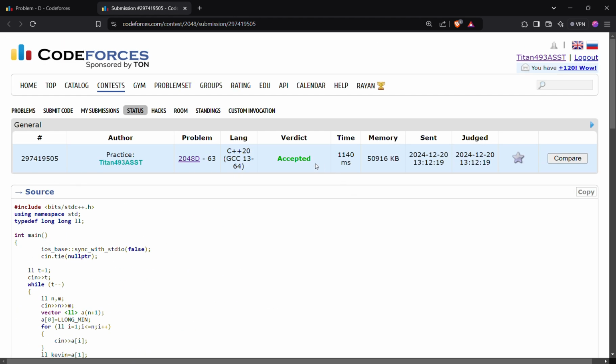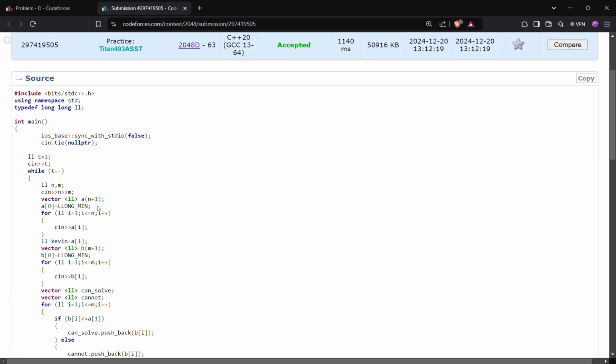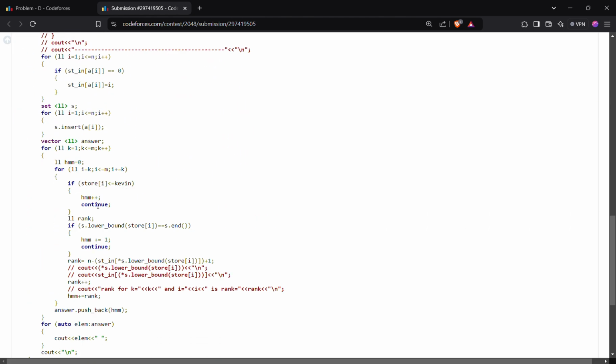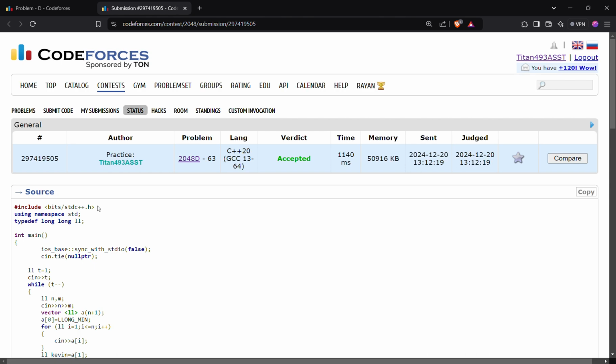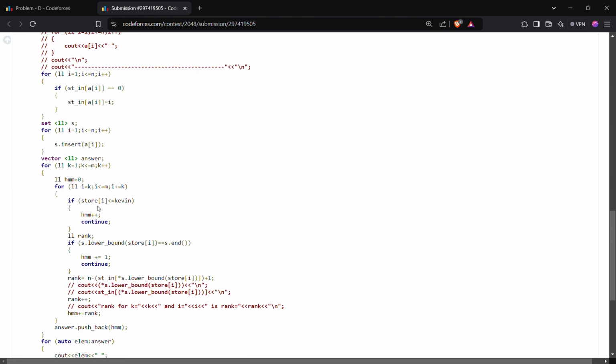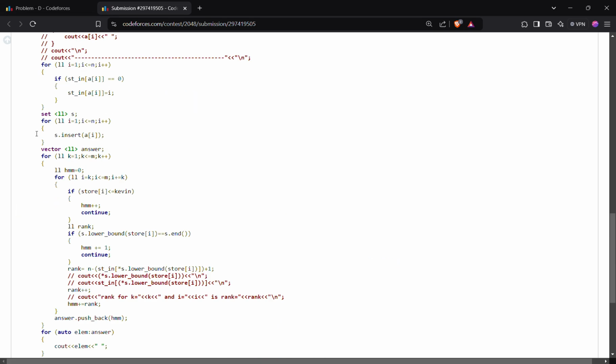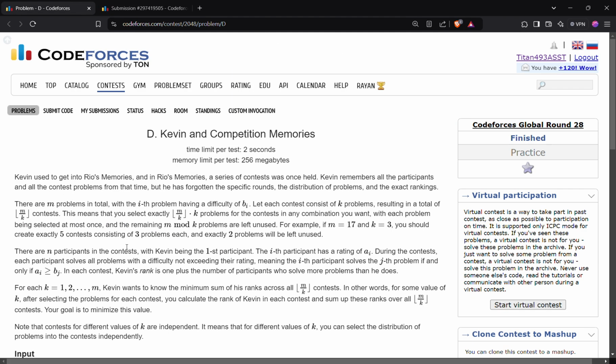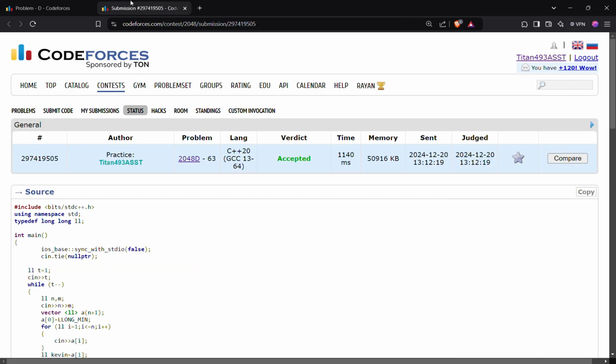So this gets accepted, and this was a nice problem. I solved it on my own and enjoyed solving this problem. Hope you also enjoyed solving this problem and listening to the solution as well.